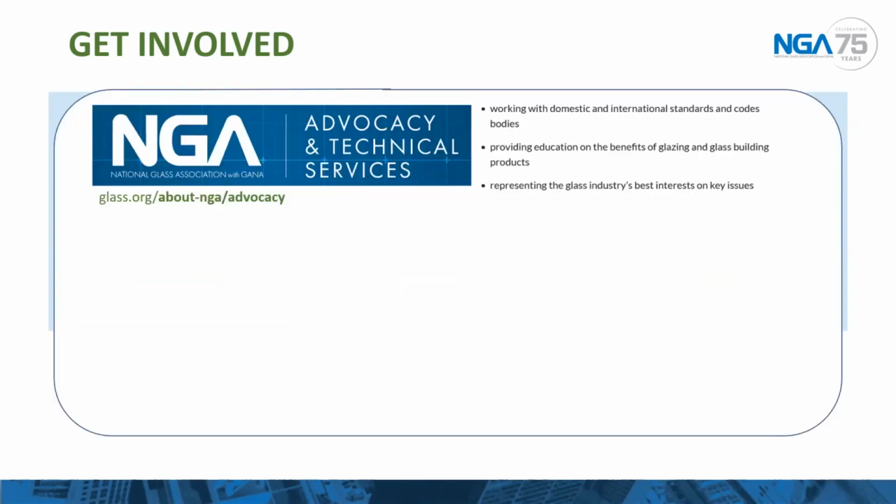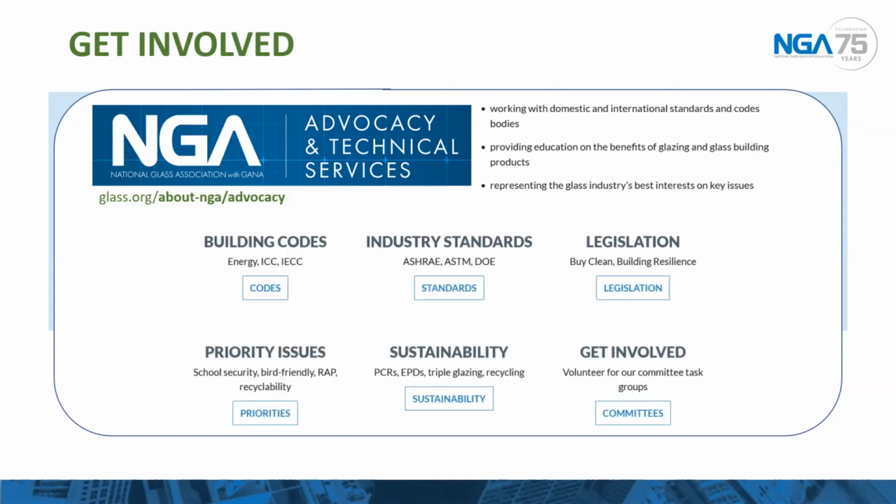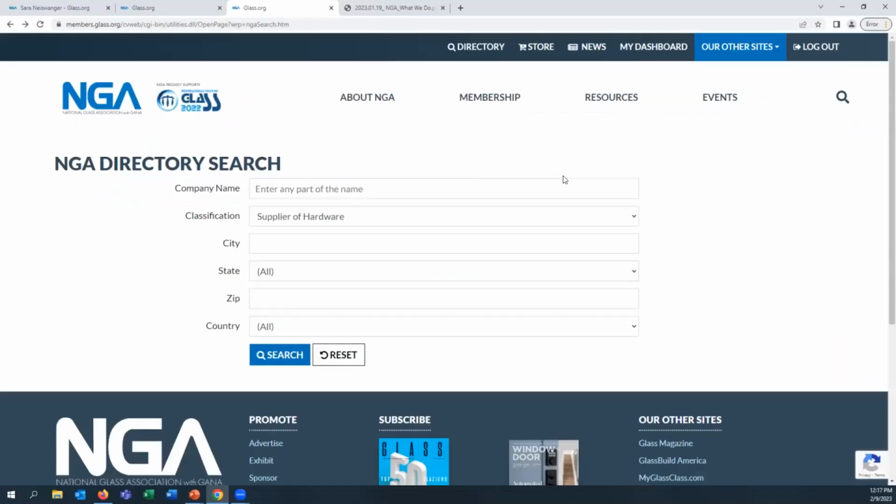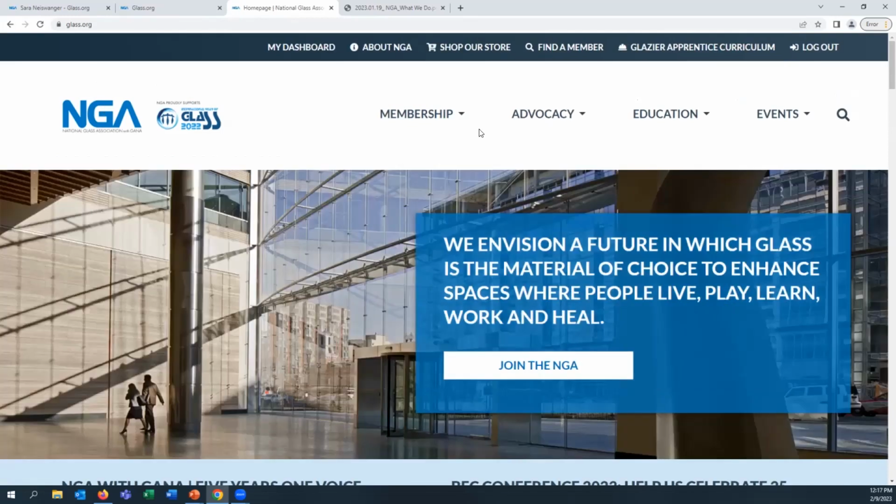Upon clicking the Advocate button, you'll be taken to our Advocacy landing page. The purpose of this arm of NGA and the efforts of its member volunteers is to work with standards and code-setting bodies representing glass on key building and regulatory issues and educating outside stakeholders on the benefits and uses of glass building products. I'm going to shift back over to a browser at this time because we have just debuted a few recent navigation updates that should help focus searches in this area for you as well.